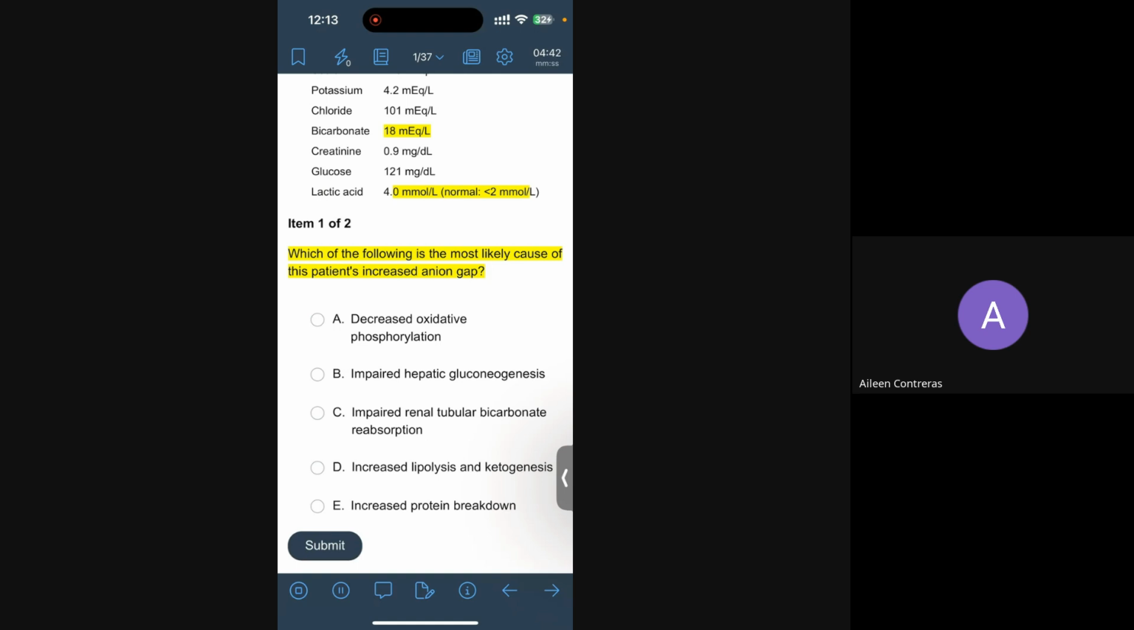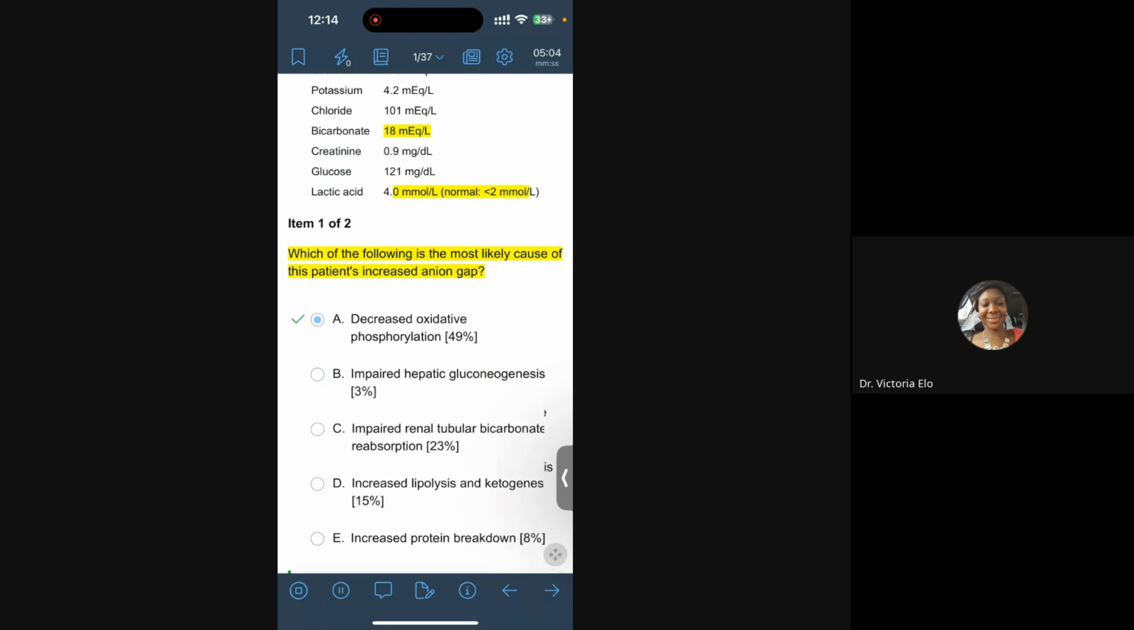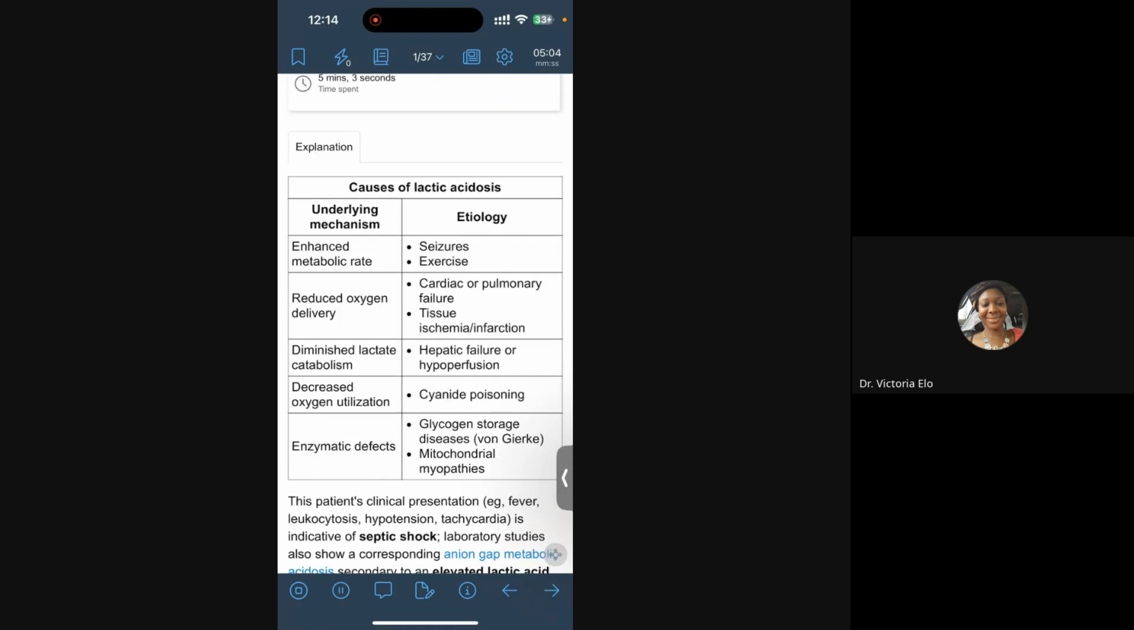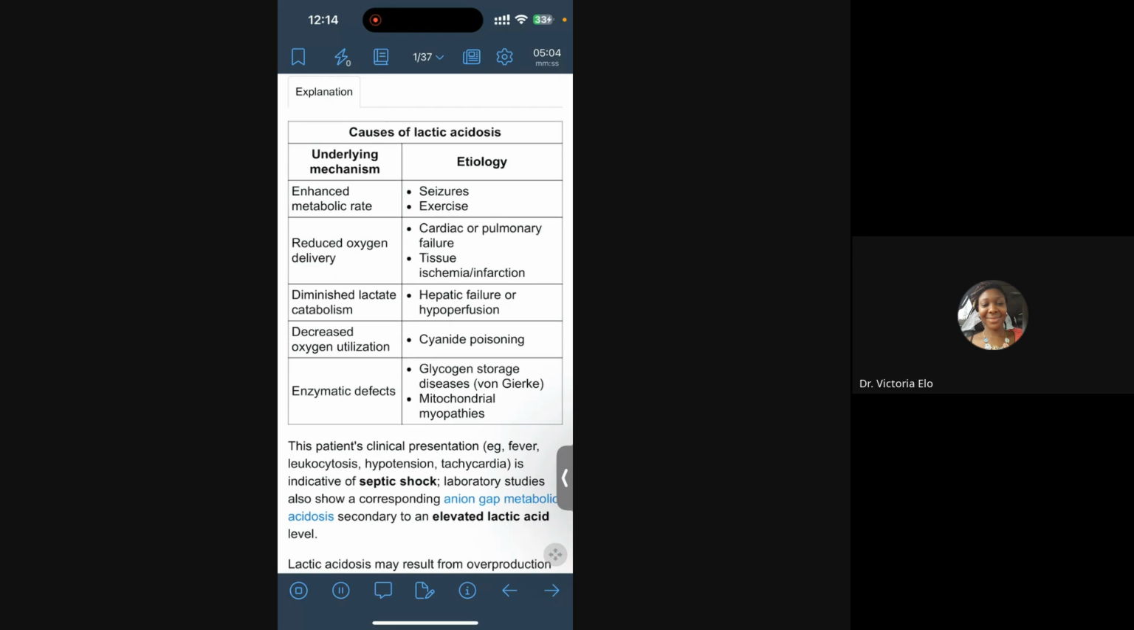What is the most likely cause of the patient's increased anion gap here? A. The cause is the production of lactic acidosis. Okay, and why is there lactic acidosis here? Because the electron transport chain is not working. Okay, because the cells are no longer able to use the oxygen. Okay, it remains lactic acidosis.